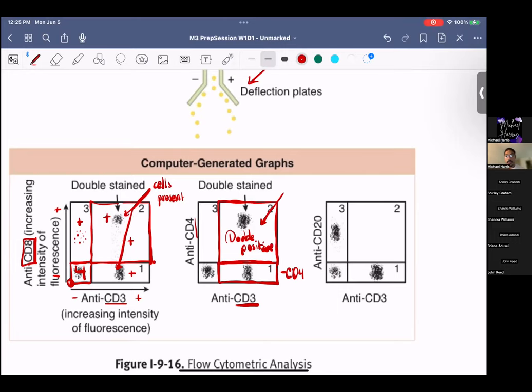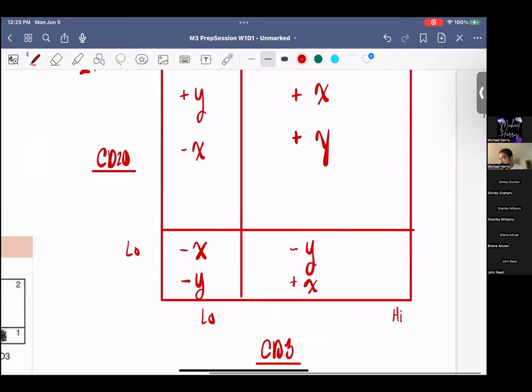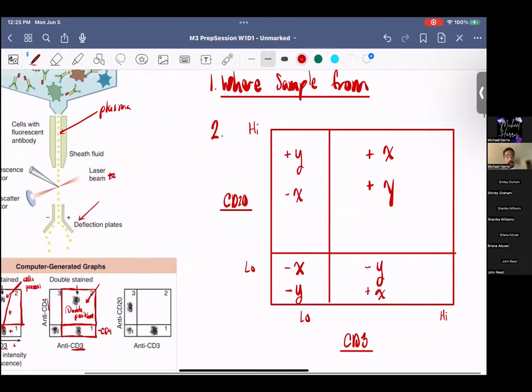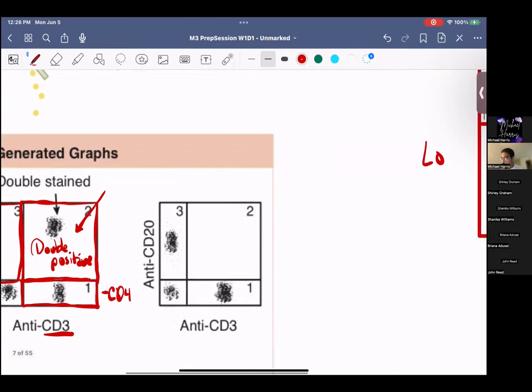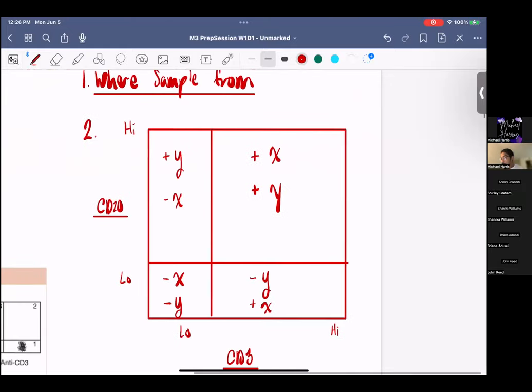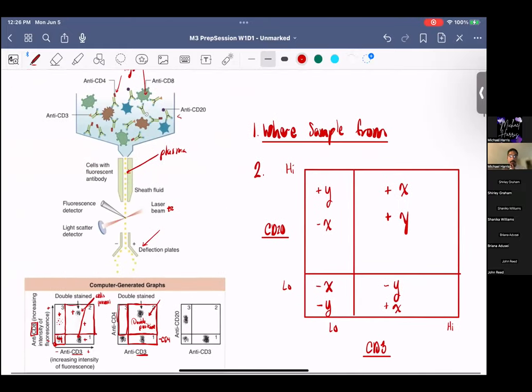Okay? Perfect. Now, this is just another picture of what we just went over. So 3 is positive for CD4, yes, and negative for CD3, yes. You are correct. That's exactly what box 3 here is saying. Good. Now, here is another kind of breakdown that you need to do. Whenever you see one of these graphs, this is how you have to approach it.